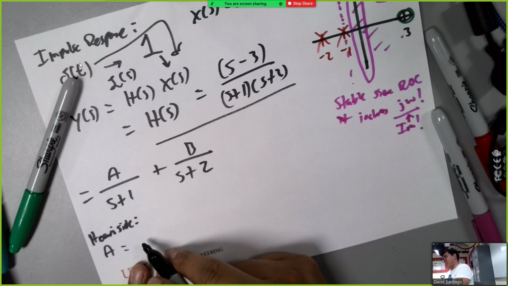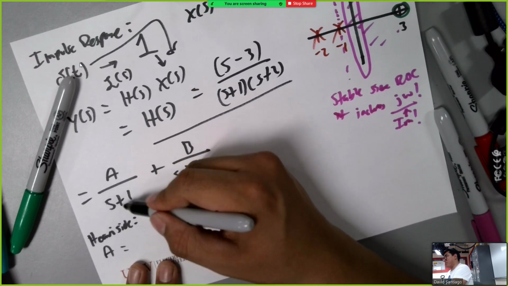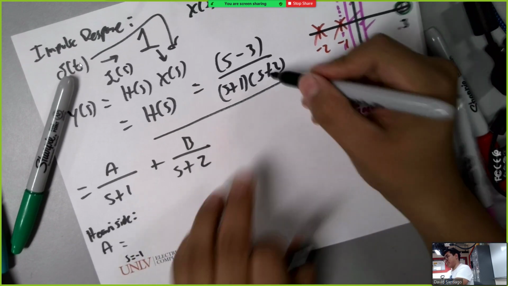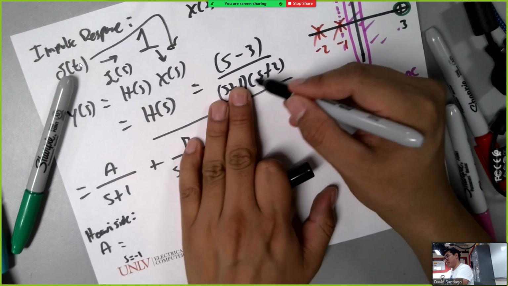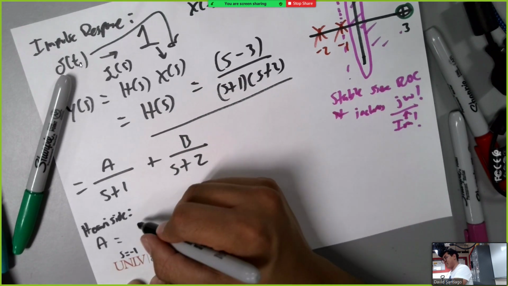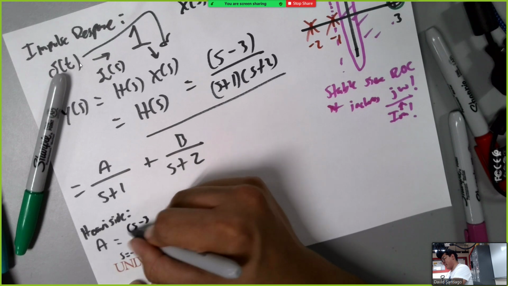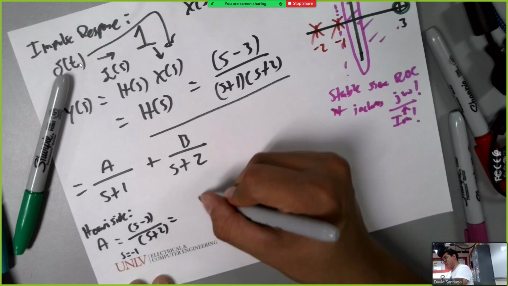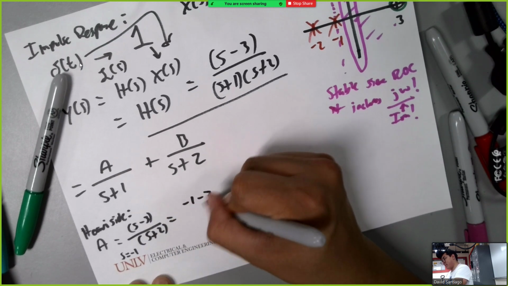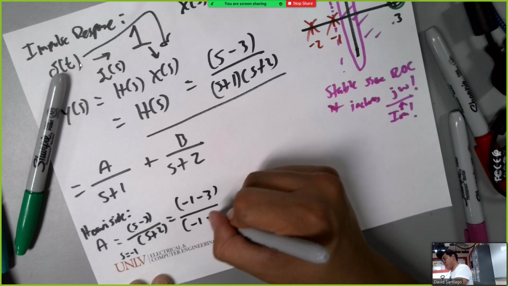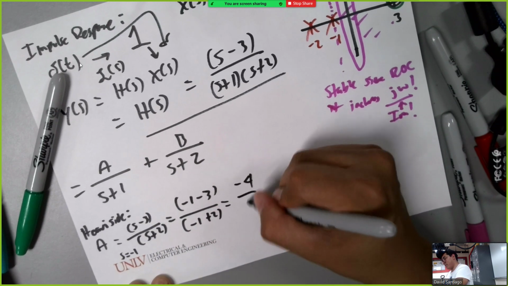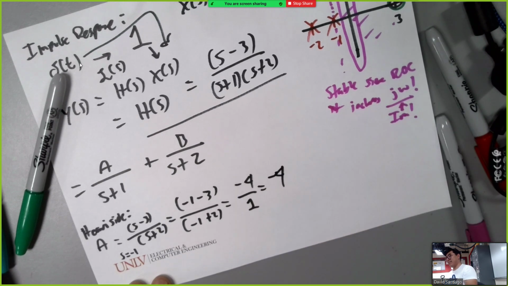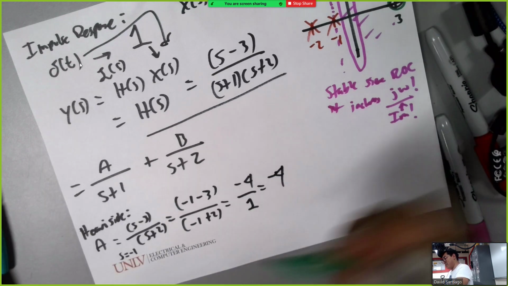Where does the A term go to infinity? When s is equal to -1. So we have to analyze this without the pole at s equals -1. That means rewriting this as s minus 3 over s plus 2, evaluated at s equals -1. So that's -1 minus 3 over -1 plus 2. What's that equal to? -4 divided by 1, so -4.